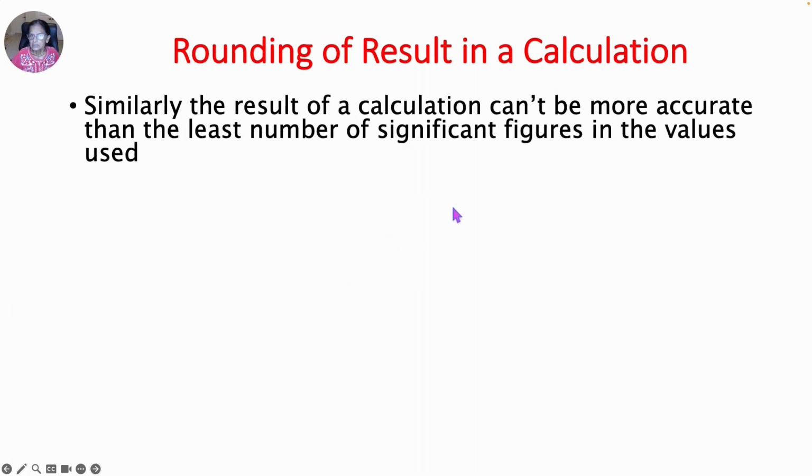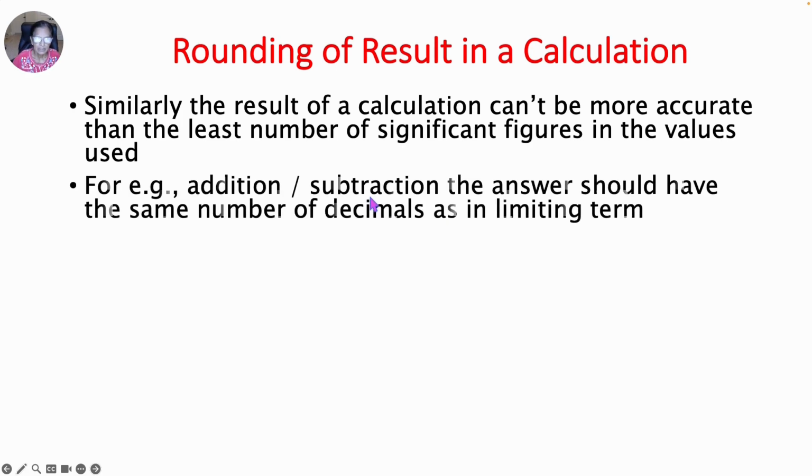Let's see rounding of results in a calculation. The result of a calculation can't be more accurate than the least number of significant figures in the values used. For example, in addition and subtraction, the answer should have the same number of decimals as the limiting term.